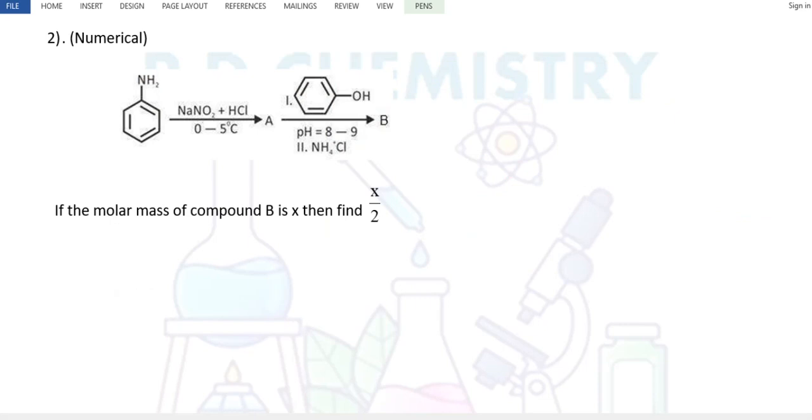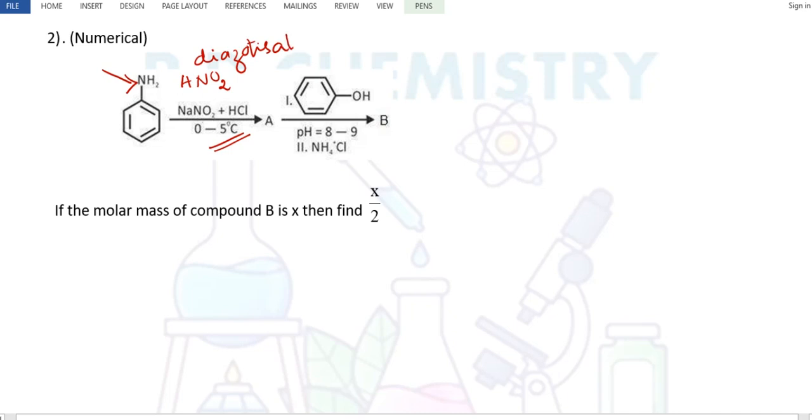Question number 2, a numerical type question. Here, benzenamine, that is NH2 on benzene, is treated with sodium nitrite and HCl. This will produce nitrous acid, and the reaction is carried out at 0 to 5 degrees. This will bring about diazotization, correct? We can get the diazonium chloride salt. Let me write down the product A now. Whenever aromatic primary amines are treated with nitrous acid, we end up with the diazonium chloride salt. This is the product A.